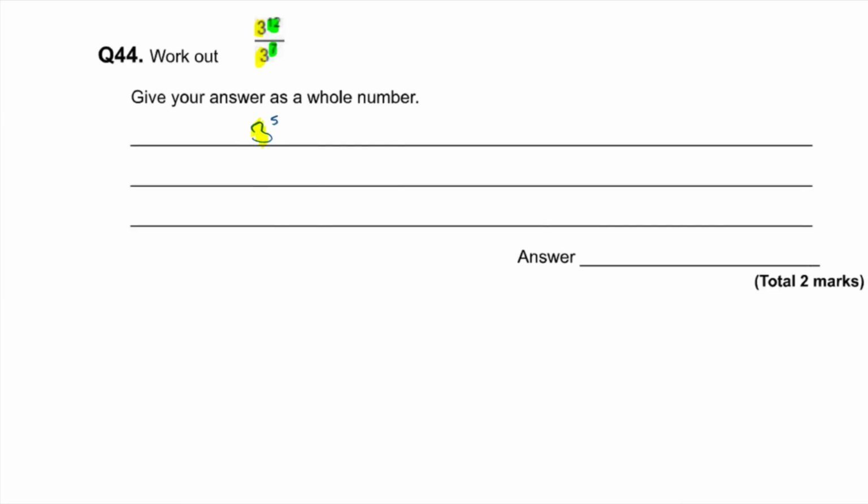Okay, now if I want to give that as a whole number, I'm going to have to work that out then, aren't I? So what is 3 to the 5? Well, I know 3 squared is 9. 3 cubed is 27. So 3 to the 4 must be 27 times 3, which is 81. So 3 to the 5 must be 3 lots of 81. So what's that? 80, 160, 240, and 3. It's going to be 243.